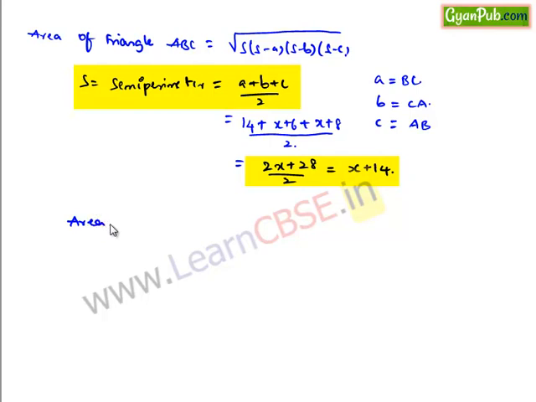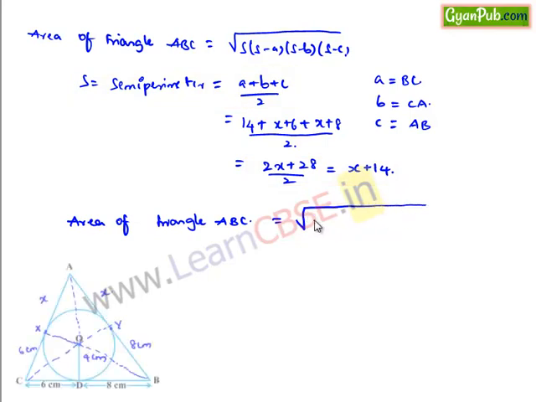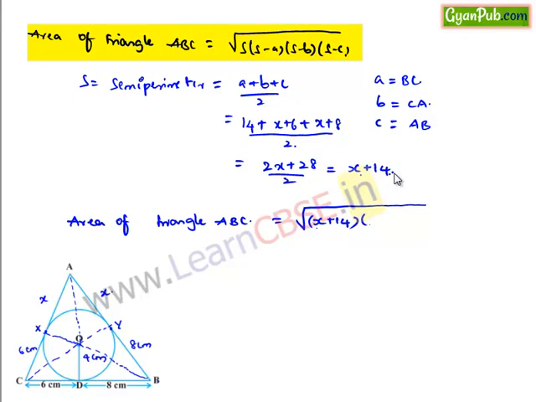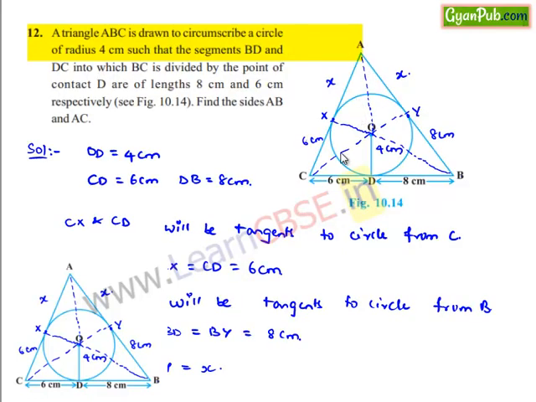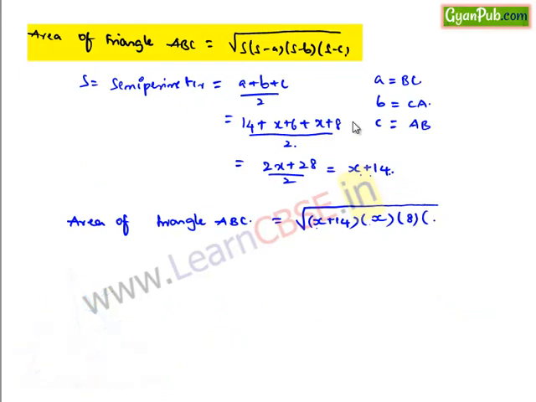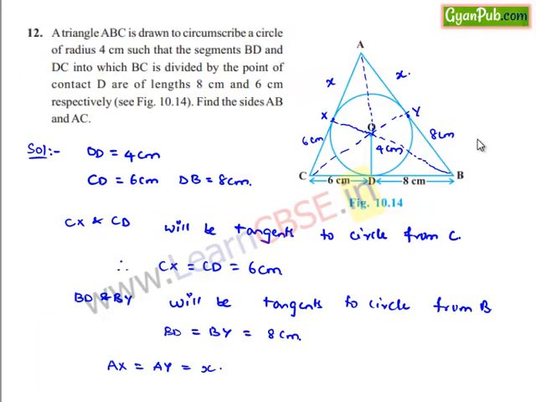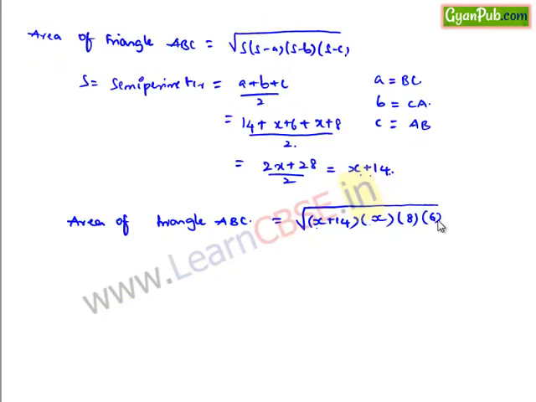Now area of triangle ABC by using Heron's formula is under root of S, here S is x plus 14, into S minus a, that is x plus 14 minus BC. Here BC is nothing but 14 centimeters. Therefore x plus 14 minus 14 is nothing but x, into S minus b, that is nothing but x plus 14 minus CA, which is x plus 6, that is 8, into S minus c, that is x plus 14 minus x plus 8, which is 6, that is equal to square root of 8 times 6 is 48 x into x plus 14.